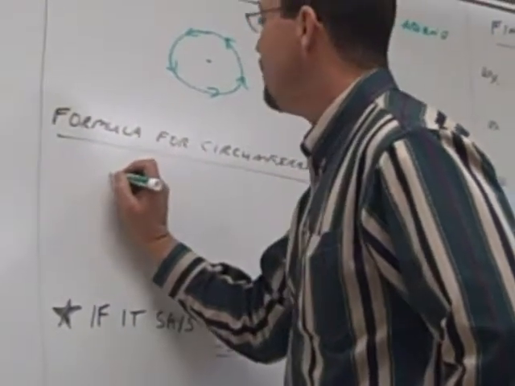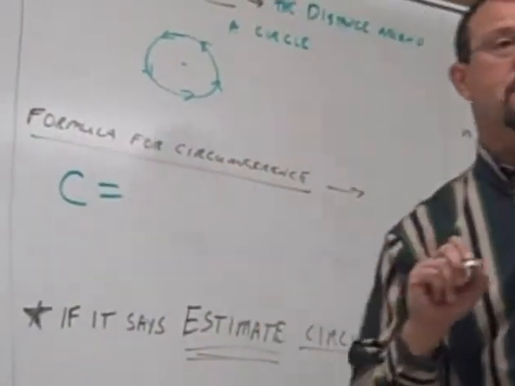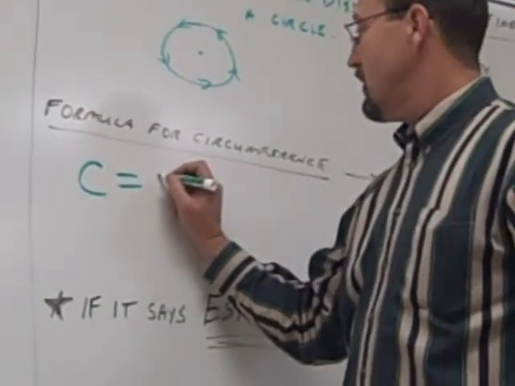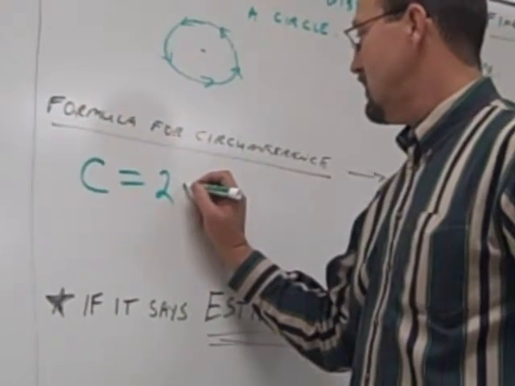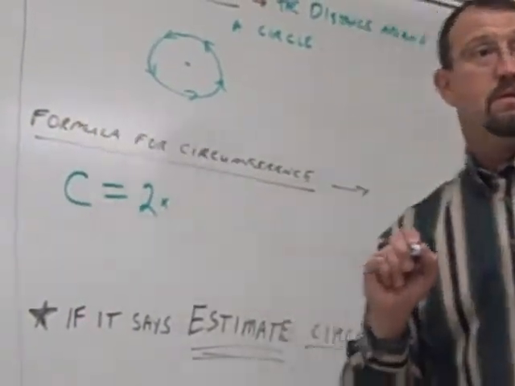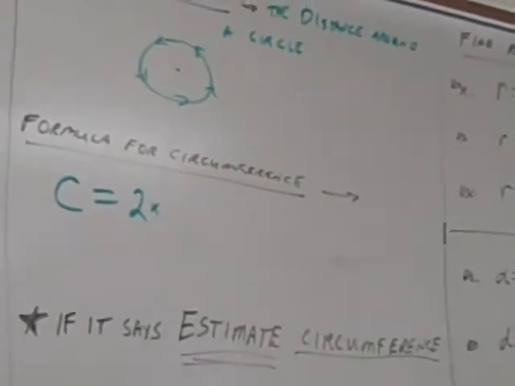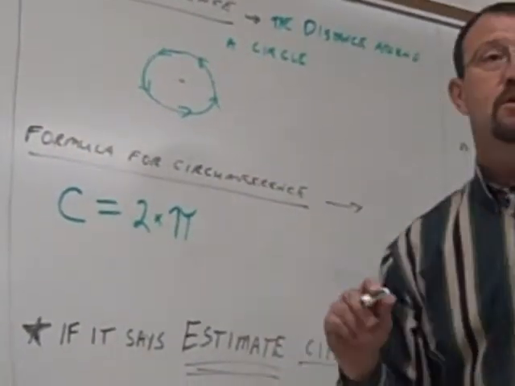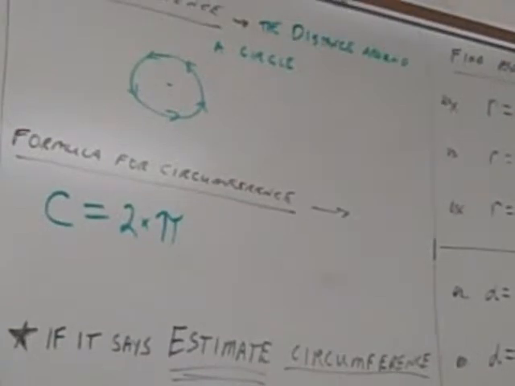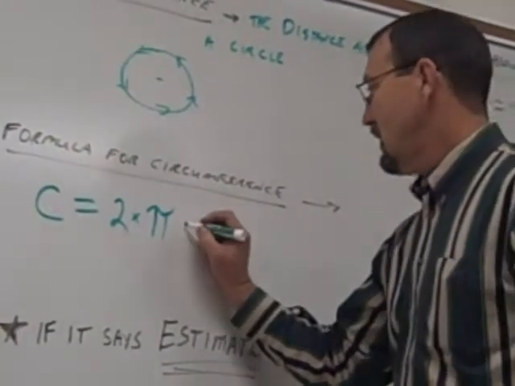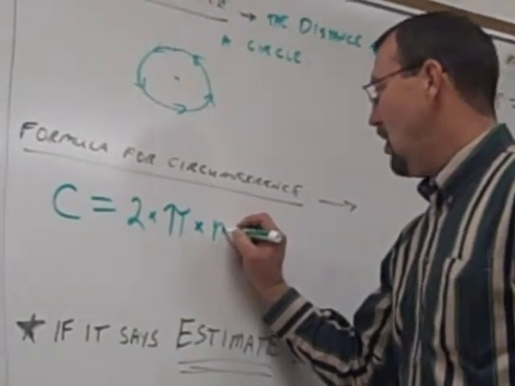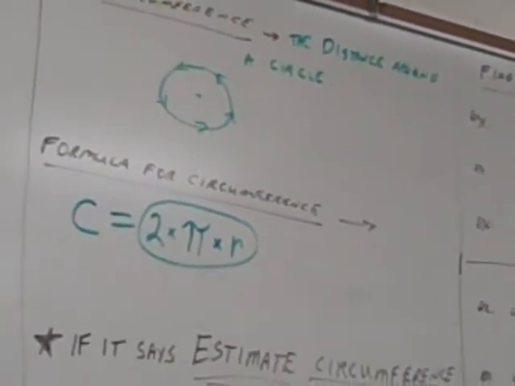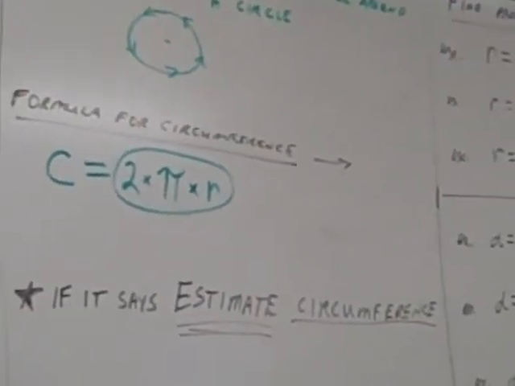You ready for this? C equals 2 times. Now this is what they came up with. There's a 2 and there's a times. Then there's a funky symbol, 2 straight lines with a snake on top of it. And then times R. If you look on your chart that's on your desk for circumference, you will see that formula.